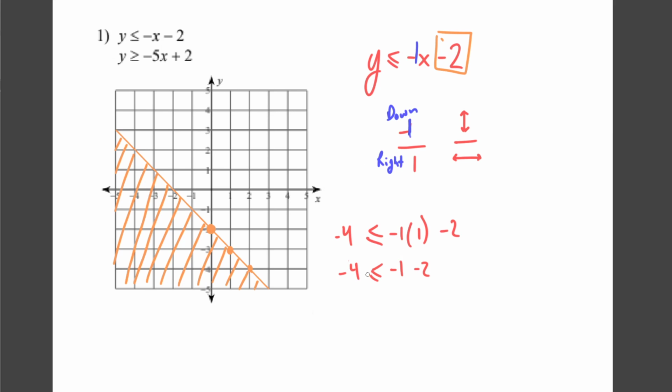Did that kind of in reverse, my bad. Anyways, -1 minus 2 gives me -3. And -4 is definitely less than or equal to -3. So that is a true statement.